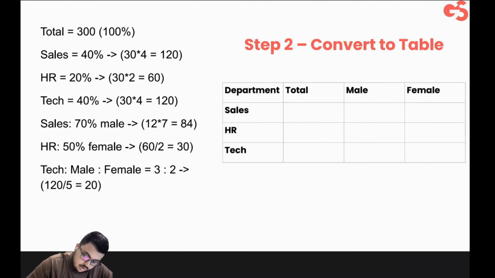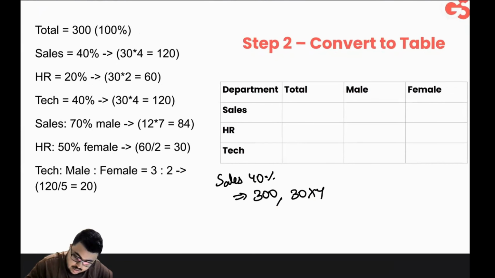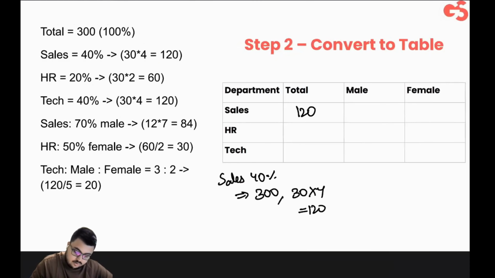Let's start doing it. So sales was 40%, right? And 40% of 300. So that's pretty much just 12, as 30 is 10%. And that's 120. So we have 120 in sales for the total. HR was 20%.